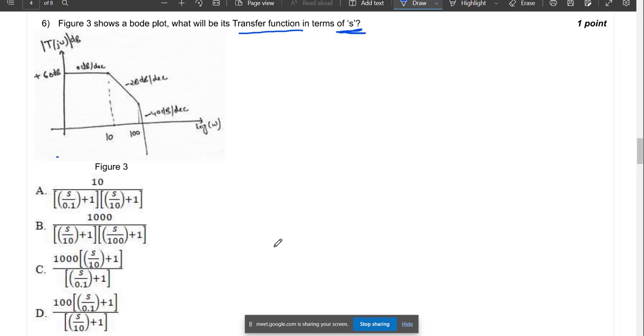Bode plot is a bit difficult. Don't worry, it won't be very tough for you. I'm going to tell you secrets and tricks to solve Bode plot. Sir explained only for single pole, single zero. Don't worry about it, I'm going to solve it.